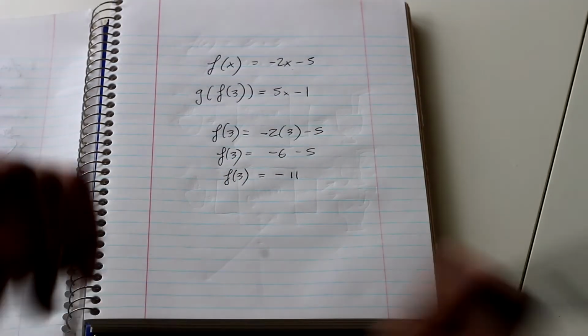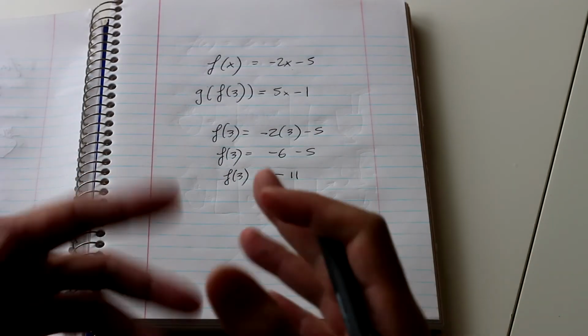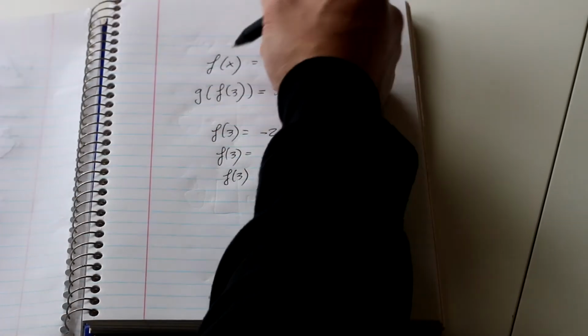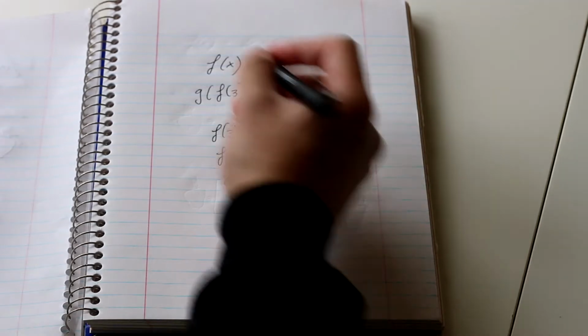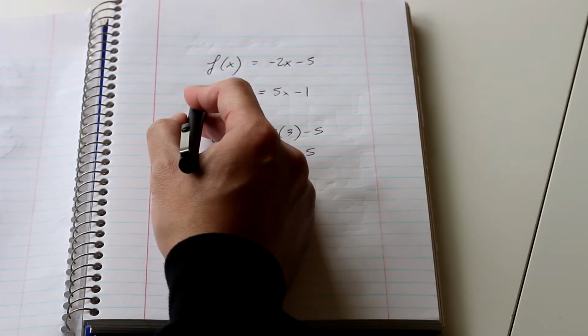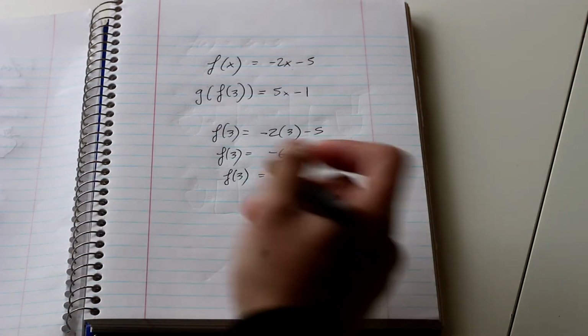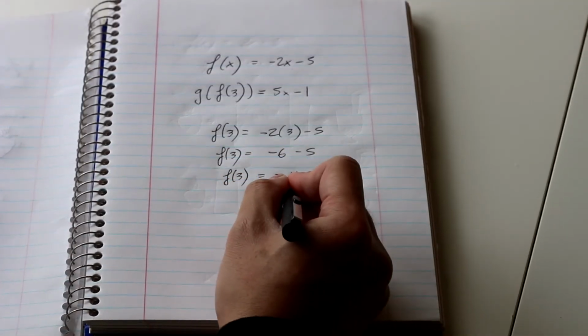Now notice what I just said, f of 3. That's how we describe functional notation. Whenever we have a value in place of x, because this is called f of x, this is called g of f of 3. That's how we describe it in words, if we were to say it to someone. So f of 3 is equal to negative 11.